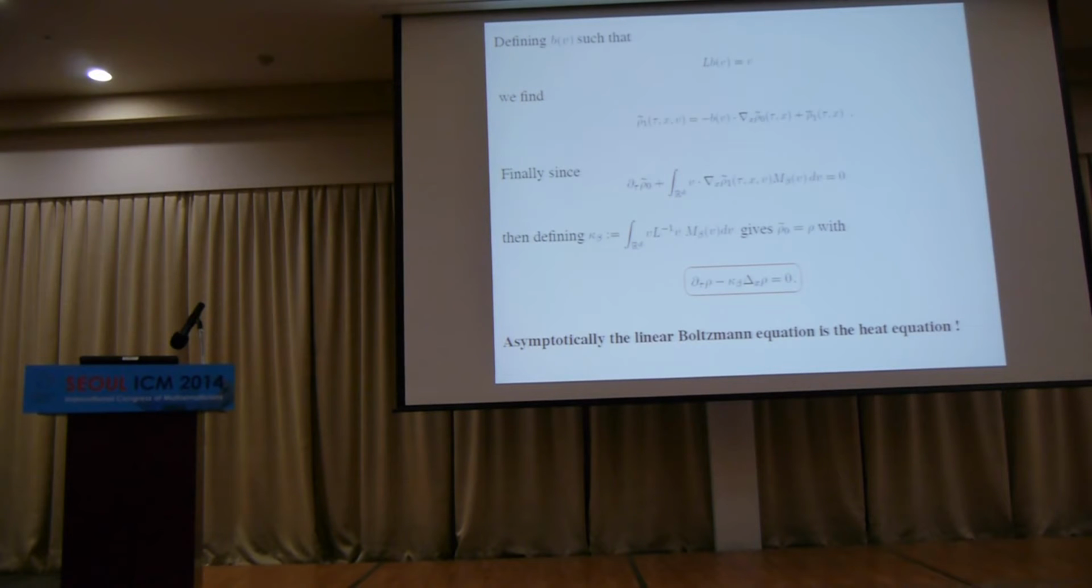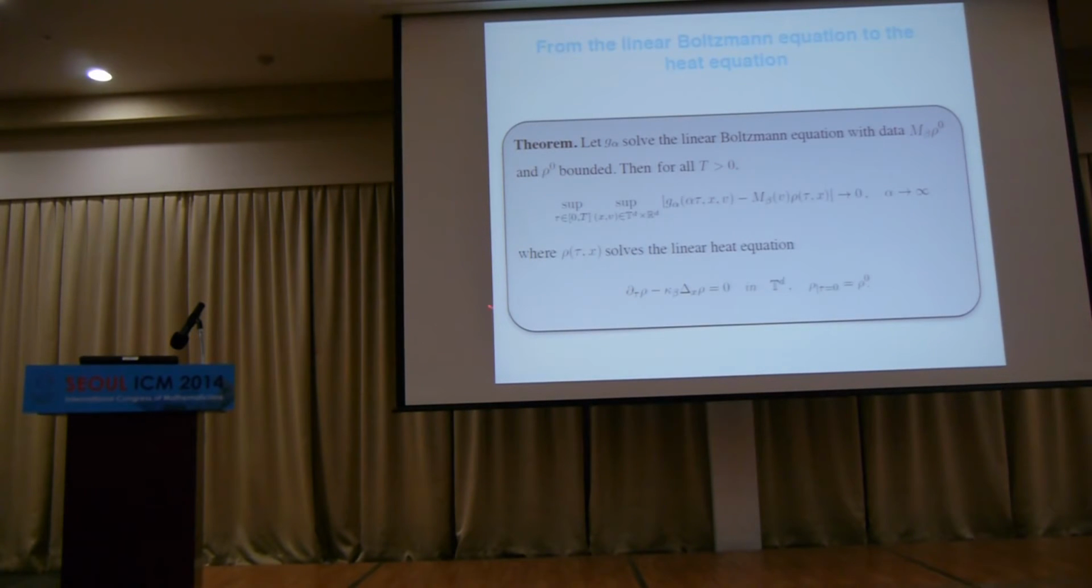This is formal, but if you know anything about the heat equation, it's really not hard to make this rigorous. It's not really a problem, it's been known for a very long time. So what you can prove is that if you take a solution to the linear Boltzmann equation with some bounded data, then the solution, when you rescale time, converges to the Gaussian times the solution of the heat equation. Okay. So now we have the limit equation, we have the heat equation.